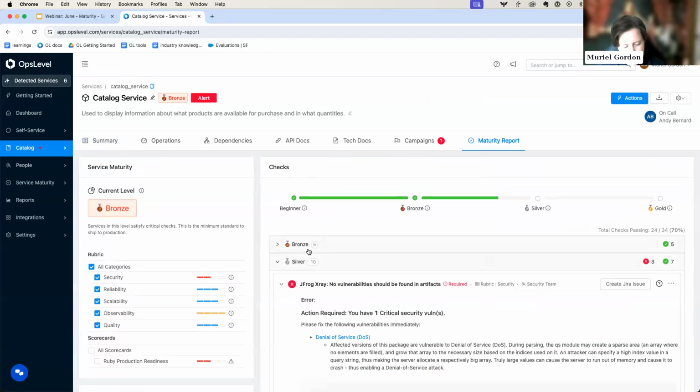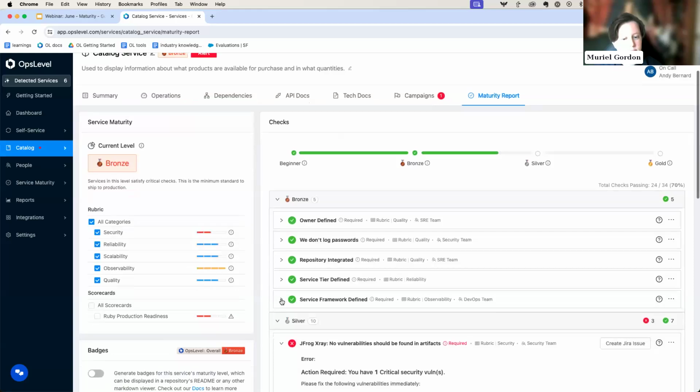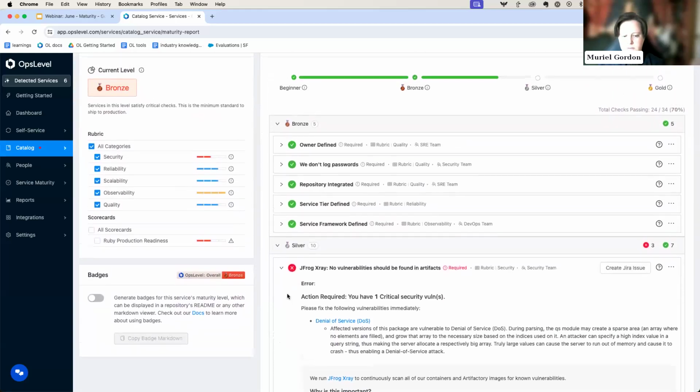So as a reminder, the rubric is a set of global standards used to determine a service's maturity level, and you can dictate which checks are going to apply to your services based on things like language, framework, associated business units, the tier the service is on, whatever else is important to you. And these are checks. Checks can be based off of service information, your code and configurations, and also your infrastructure metadata.